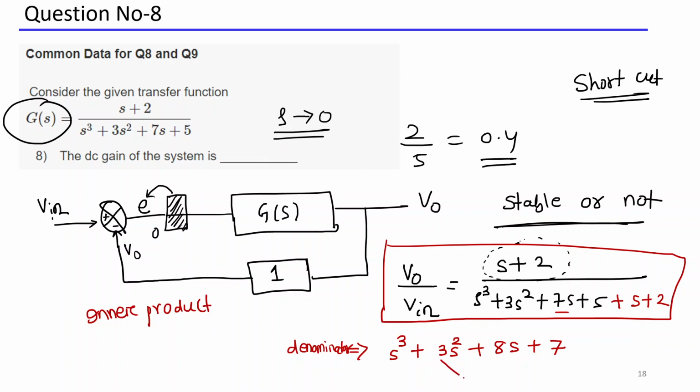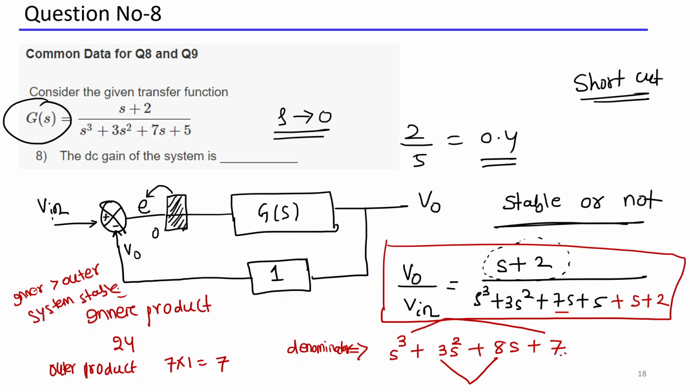Inner product means the product of these two coefficients: 8 into 3 is 24. The outer product means the product of the coefficient 7 and the coefficient of S cube, which is 1. So the outer product is 7 into 1, which is 7. So remember, as long as your inner product is greater than your outer product, the system is always stable.